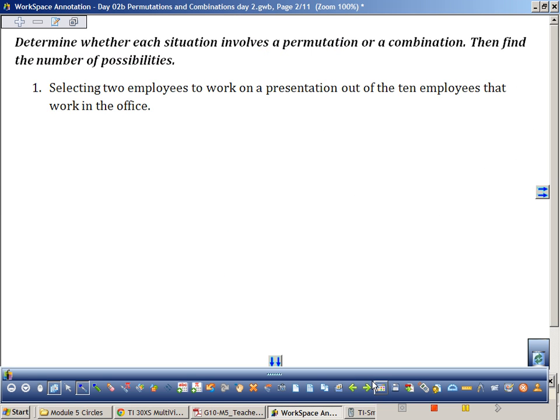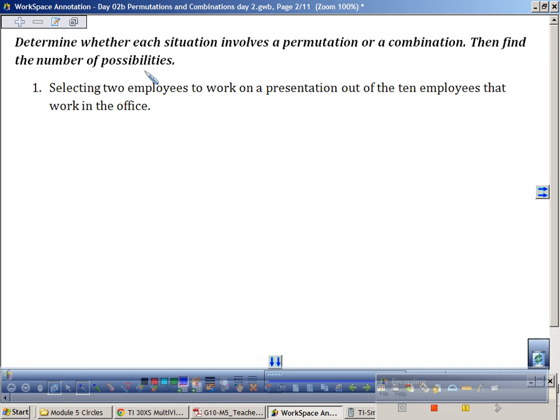Okay, so let's get started. If you don't have this worksheet, I just want you to pay attention, and then we'll get you going. Determine whether each situation involves a permutation or a combination, then find the number of possibilities. Yesterday we talked about permutations and combinations. Permutations are anything that has order: a lineup, a bracelet, anytime you're putting something in a particular order. Combinations is just grouping something or determining things based on a group. So if you're thinking groups, then that's a combination.